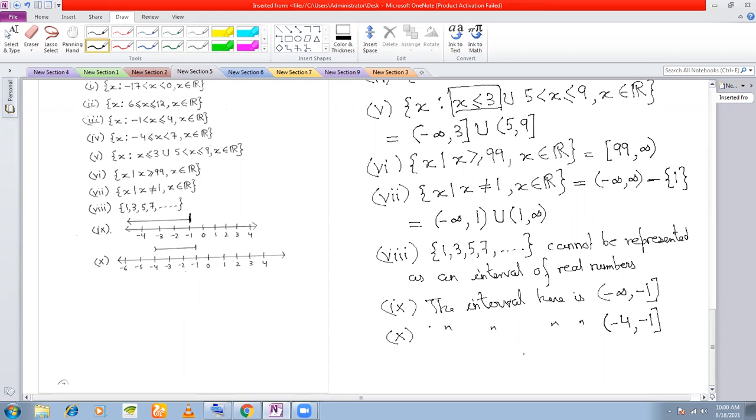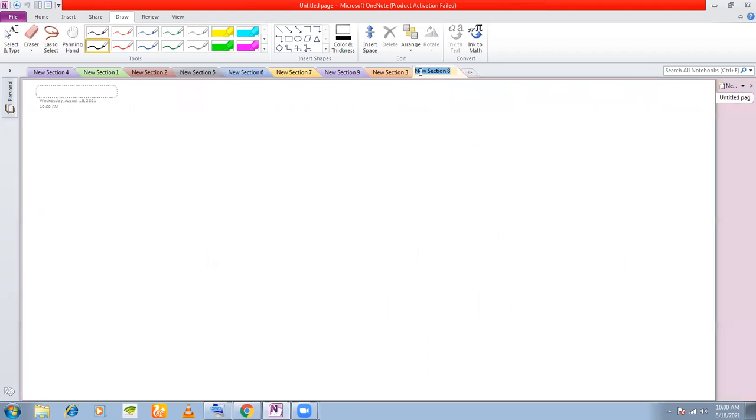Okay. So I hope this concept of intervals is clear to everyone. If this is okay, then we can proceed to the next part of sets, which is universal sets and some operations and properties. Okay, universal set.